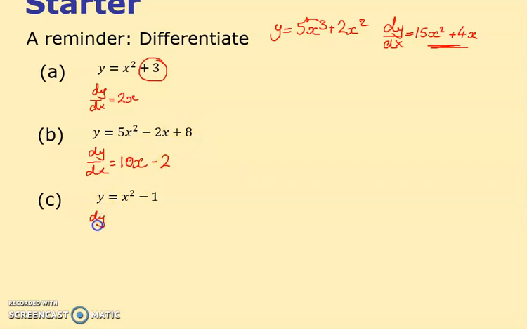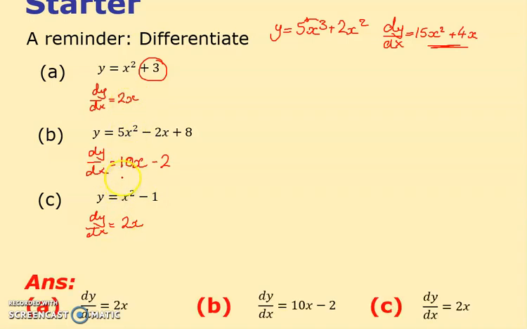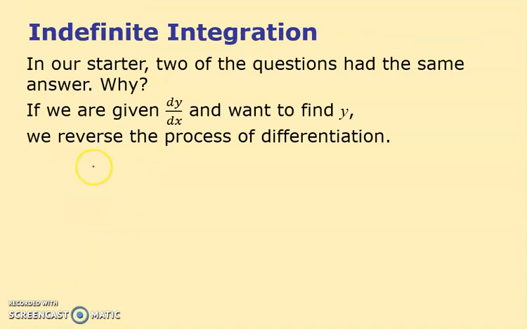What about this last one, dy by dx? Well, it's simply 2x. And again, the 1 disappears. It's a minus 1, doesn't matter. Interestingly, two of them are the same answer, and that was quite deliberate. And the reason why it was the same answer is because it highlights the fact that in mathematics, when we do this reverse of this process of differentiation, there's a bit of a question mark as to what the original function was. Sometimes you see we are given dy by dx, and we're asked to find the original y.